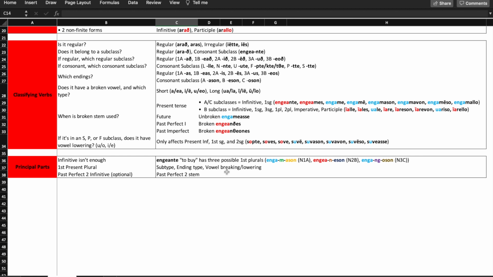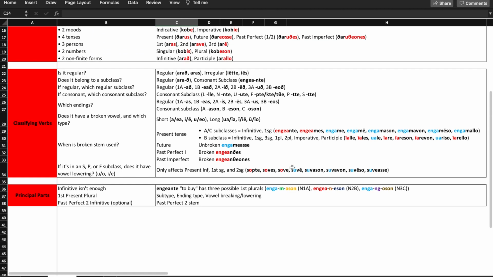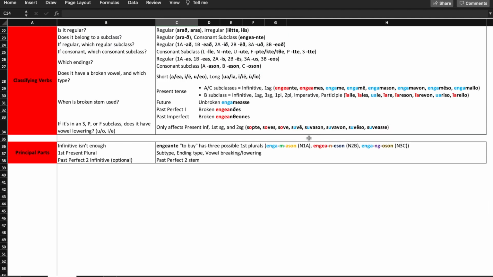Now you could just say, well, if the verb engeante has a broken vowel, and you know that just by looking at the infinitive, because the infinitive will always contain a broken vowel, then you also know that the verb has vowel breaking. Absolutely. But unfortunately, if you don't know the endings, as we mentioned up here, then you don't know when vowel breaking will or won't apply. If you don't know if it belongs to an A or a B subclass, then you could be conjugating the verb wrongly. Also, vowel lowering can't be identified from the stem.